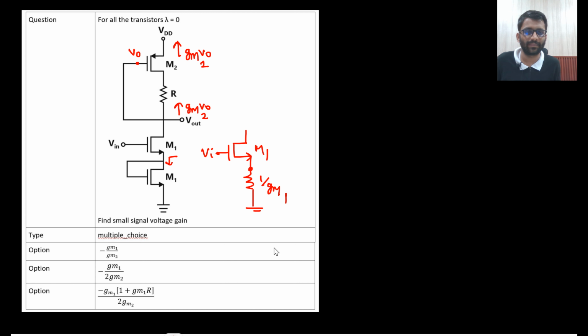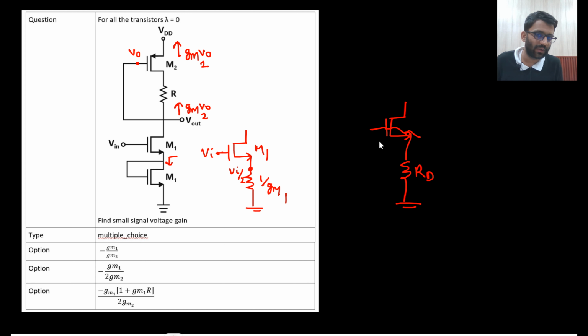Can you tell me directly without applying any equations? It will be V in by 2. Why is that so? Why will this potential be V in by 2? Because from here to here, I told you one thing. These kinds of circuits are there. This kind of circuit we have studied in the common drain amplifier.